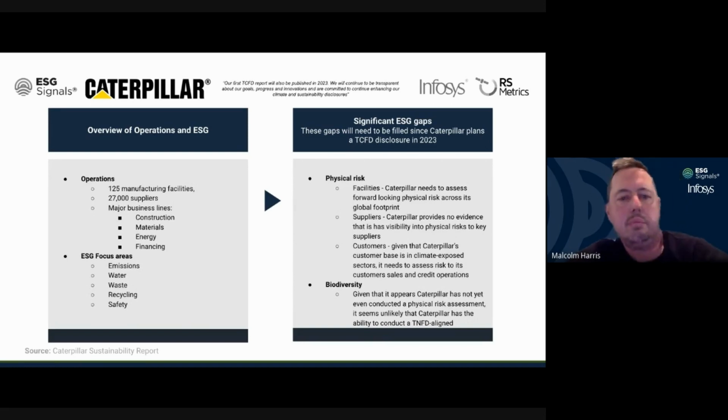So Caterpillar is an interesting example because they're clearly taking some steps to address ESG and climate, but based on what they disclose, they have a long way to go. Just to give you a company overview, I'm sure you know, they manufacture major heavy equipment for things like mining and energy. Of course, they have 125 facilities. They have a huge number of suppliers, which they've disclosed publicly. So it's clearly a focus area for them.